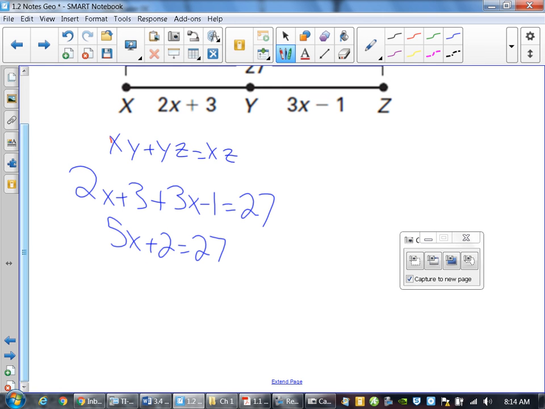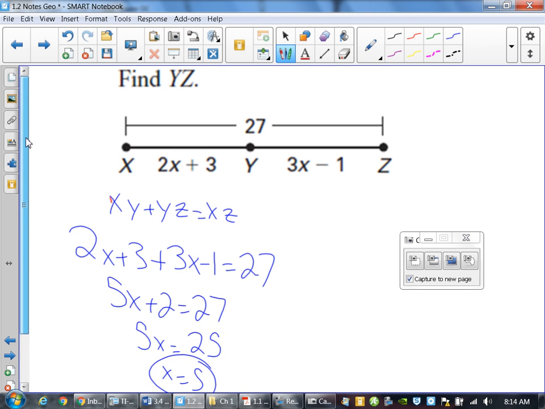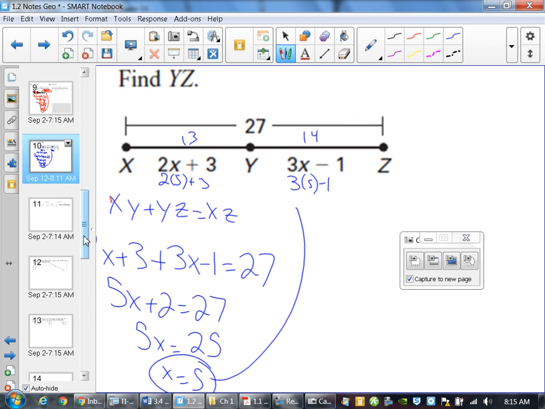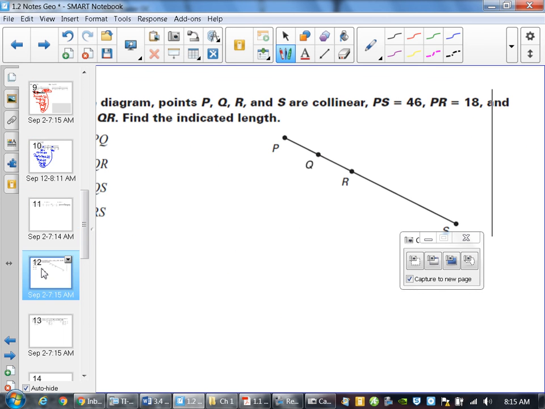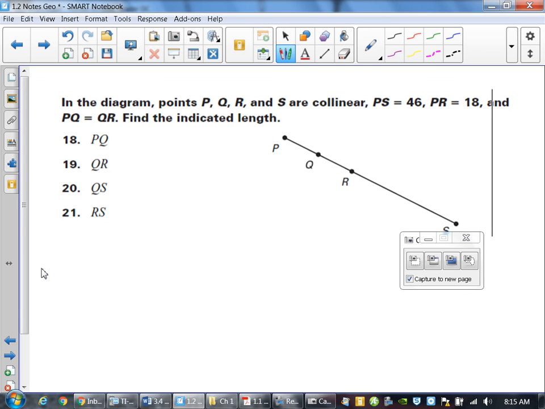Oh, some nice, fast, easy math here. Very good. And you put it into 3X minus 1. So 3 times 5 minus 1 is 14. Double check the other one. Last time I checked, 13 and 14 equaled 27. Yeah, we math. X equals 5.